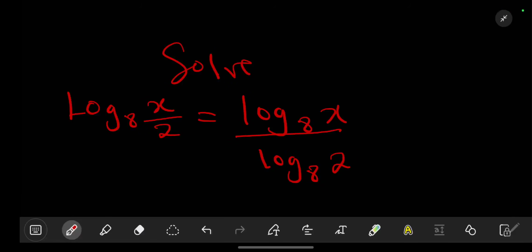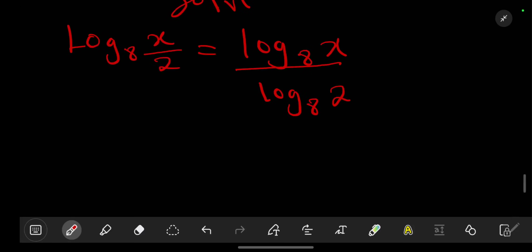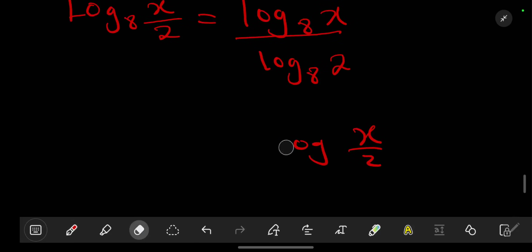So here today we are going to solve this equation. So what are we going to do? The first thing is to split this. According to the rules of logs, if they are dividing, it means they are going to subtract each other like this.